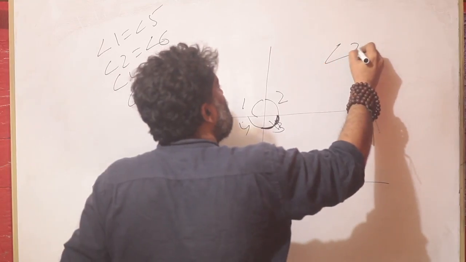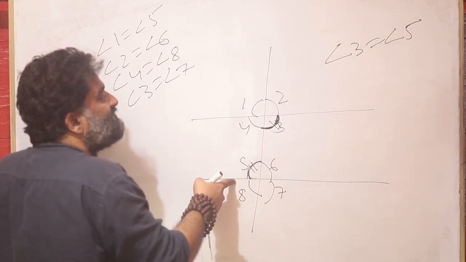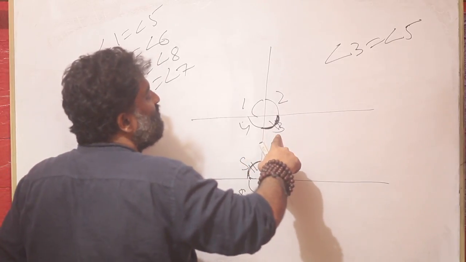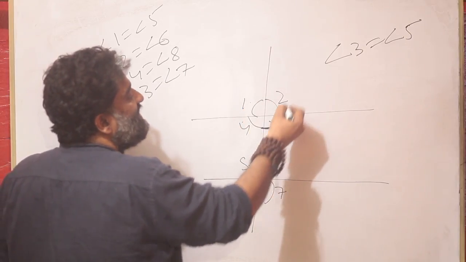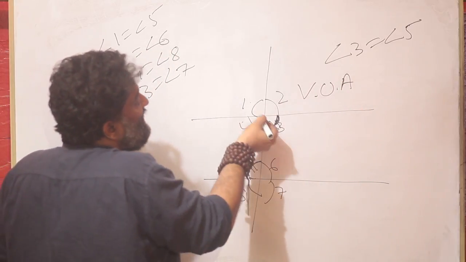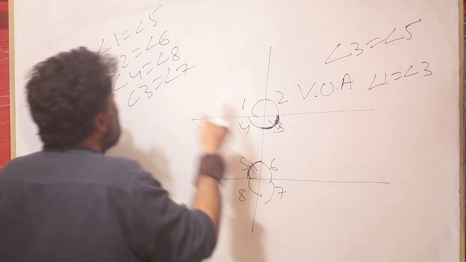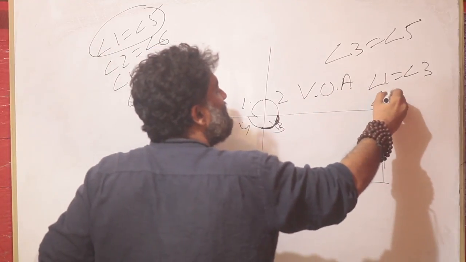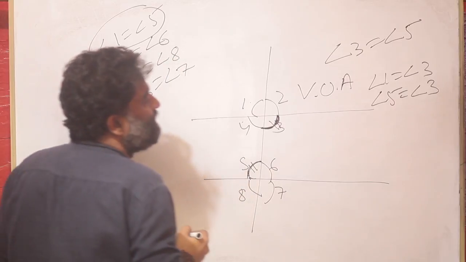So I want to say that angle 3 is equal to angle 5. I know the corresponding angles are equal to each other, but how do I prove that this angle 5 is equal to angle 3? And I can do it very easily. Angle 1 and angle 3 are vertically opposite angles, something that we looked at in the last session. That means angle 1 is equal to angle 3. And we just looked at angle 1 is also equal to angle 5. So instead of angle 1, I can say angle 5. And therefore angle 5 is equal to angle 3.